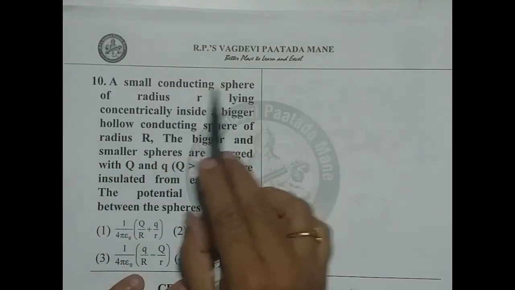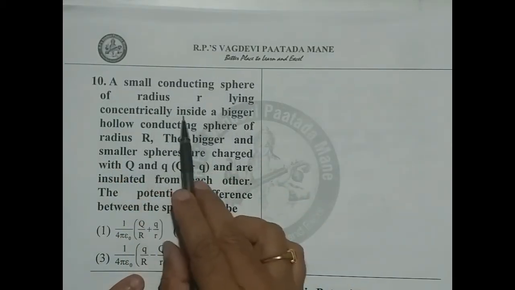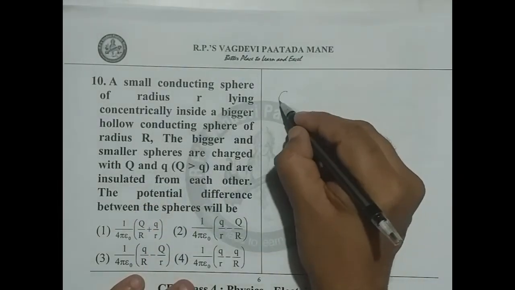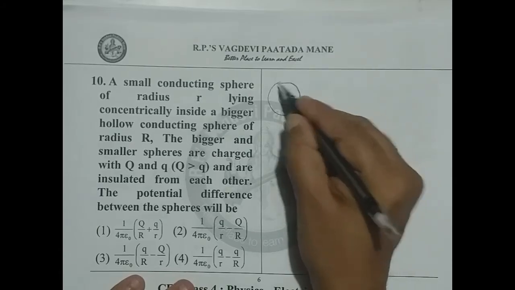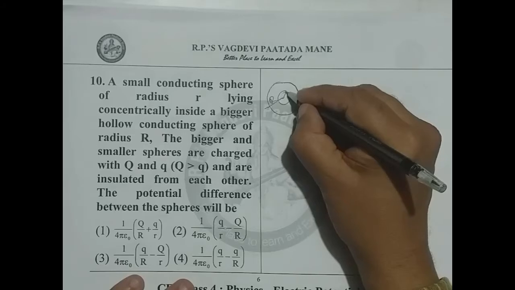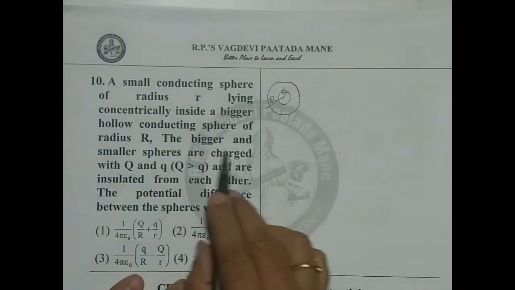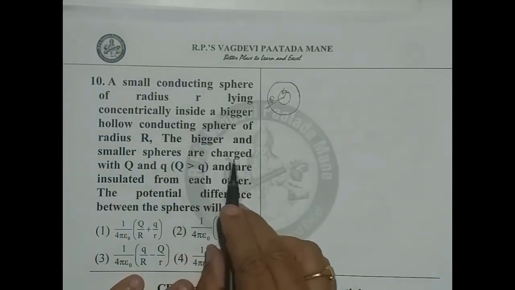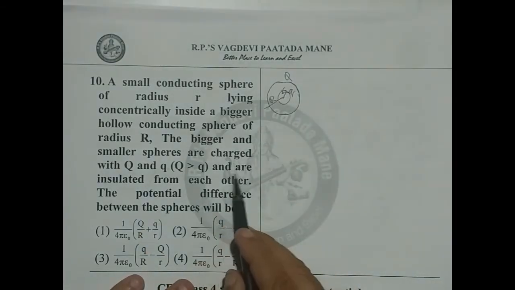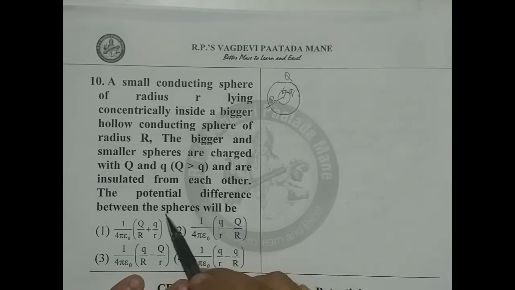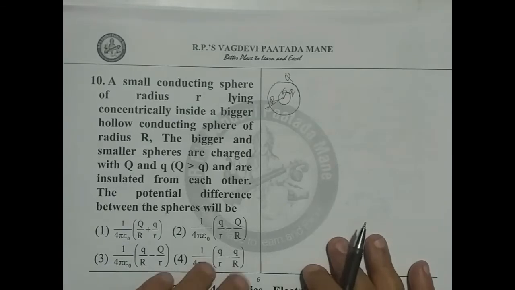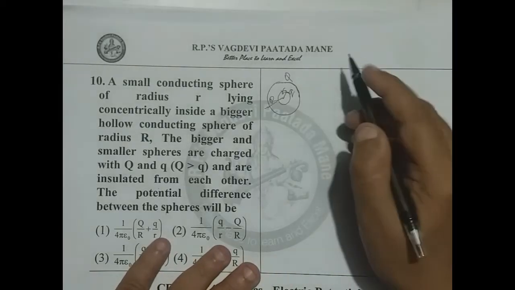A small conducting sphere of radius R lying concentrically inside a big hollow conducting sphere of radius capital R. So that means these two are like this. We imagine this is capital R and this one is smaller. The bigger and smaller spheres are charged with capital Q and small q respectively and are insulated from each other. The potential difference between the spheres will be, say here in answering this question we need to use two concepts.